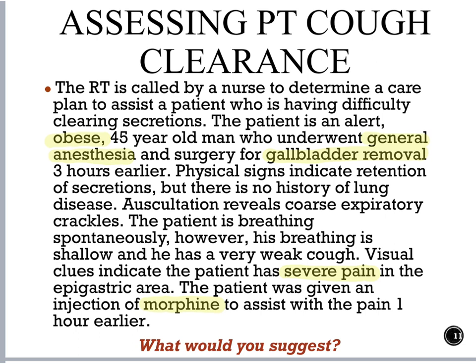We also want to encourage hydration. So before a patient has surgery, they've been NPO, they haven't been able to eat and drink. So once they are feeling better, and the nurse says it's okay to have food, water, ice chips, we want to encourage hydration because that's going to keep the mucus thinned out and help it from being retained.